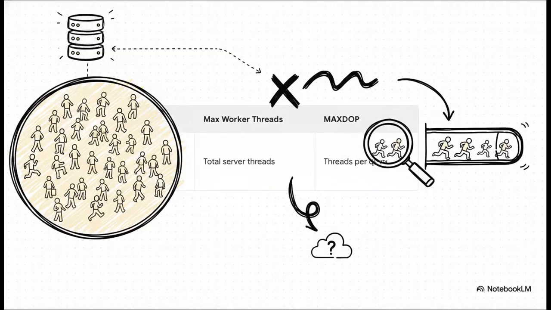Now, this is super important. Please, whatever you do, do not get max worker threads confused with max DOP. They sound similar, but they do totally different things. Max worker threads is the total number of employees for your entire server. Max DOP is the maximum number of employees you can put on a single project or query.